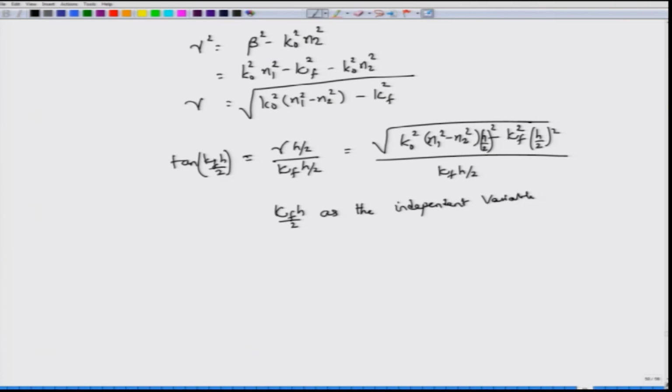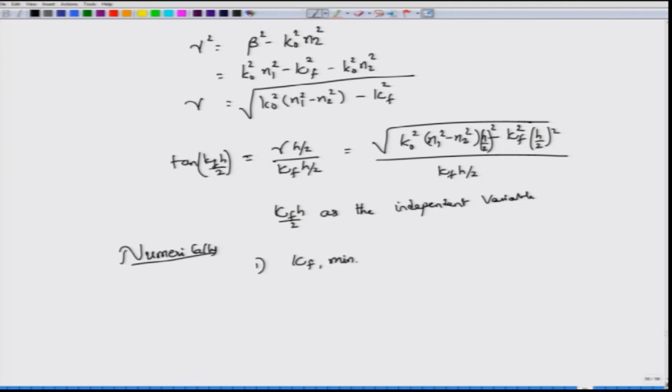Okay. So, what is the method of solution? Well, you can do a numerical solution. Okay. So, how do I numerically solve this equation? First, I will figure out what is the minimum and maximum value of kappa_f. What would be the minimum value of kappa_f?